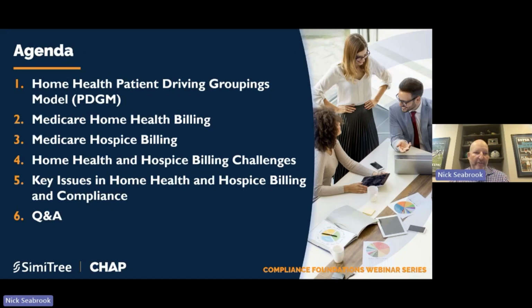We're then going to transition over to the hospice side of the equation. So we're going to look at some of the Medicare hospice billing, and then we really want to set the stage for the next series coming up in our exciting series that we're able to present here, co-branded with ourselves at SimiTree and also with CHAP, looking at some of the home health and hospice billing challenges that we typically encounter, and then what are those issues and how do they translate over to the compliance side of the house as well. And then we also want to make sure we save time for Q&A.